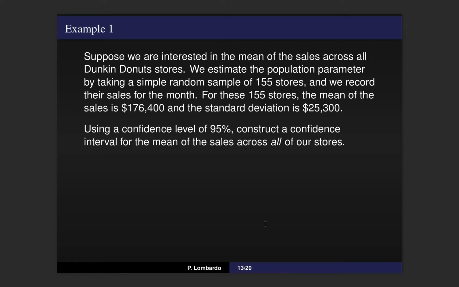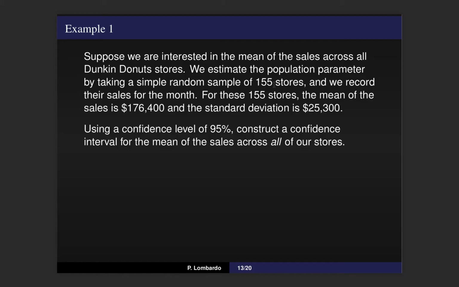Let's consider our first example. Suppose we're interested in the mean sales across all Dunkin' Donuts stores. We estimate the population parameter, this population mean, by taking a simple random sample of 155 stores and recording their sales for the month. For this group of 155, the mean sale is 176,400 and the standard deviation is 25,300. We want to use a confidence level of 95% and construct a confidence interval for the mean sales across all of our stores, not just the 155, but all of the stores.